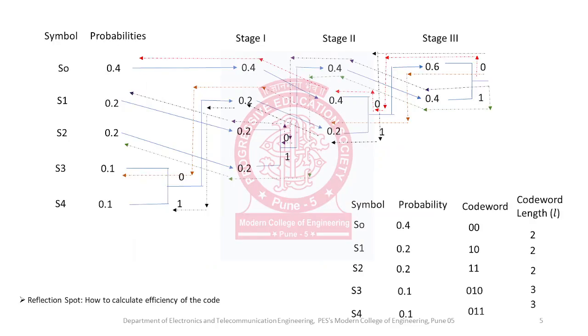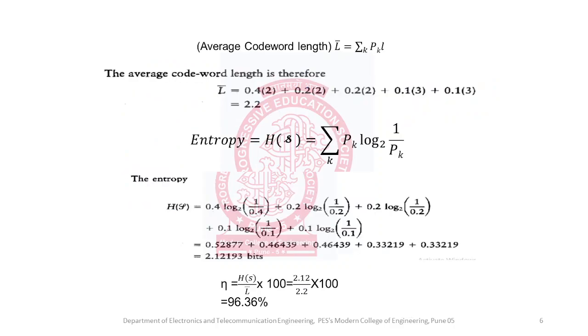Now as we have mentioned earlier, in case of the Huffman coding, the length of each code word is variable, that is, it is a variable length code word, and the efficiency of the code word is also much higher, which is nearly about 96.36%. This is all about the Huffman coding.